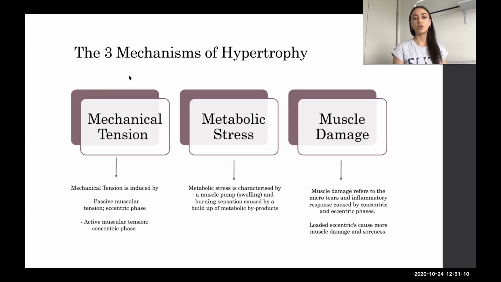Now moving on to the 3 mechanisms of hypertrophy. So what are they? We've got mechanical tension, metabolic stress, and muscle damage. So mechanical tension is induced by passive muscular tension, so that's the eccentric phase. Active muscular tension, which is the concentric phase. So basically taking your muscle through a full contraction of the concentric and the eccentric.